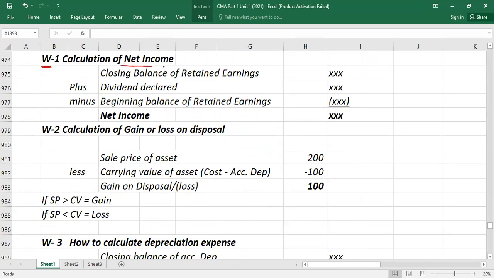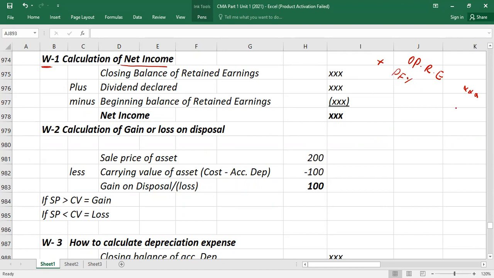Calculation of net income or net loss for the period. As you are using retained earnings accounts, a statement of retained earnings looks like this. Let me write the equation first. You will always take the opening balance of retained earnings. You will add the profit for the period. Profit for the year means net income, right?